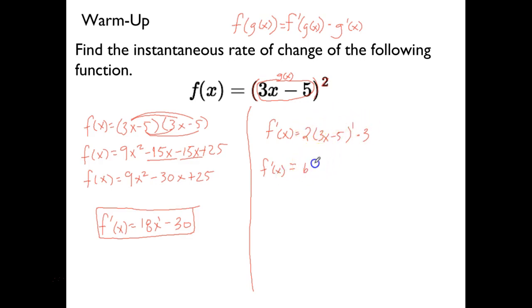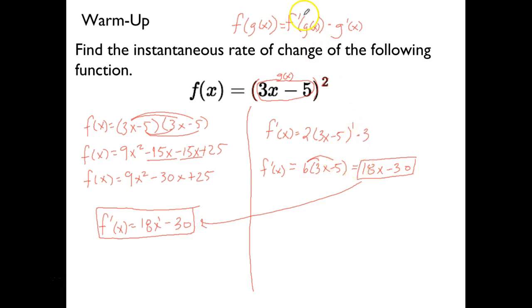So I got 6 and 3x minus 5. Notice I did not bring the exponent of 1 down, just because you don't need to write an exponent of 1. Next thing, let's distribute this 6. So we get 18x minus 30. Look at that. The exact same thing as that one. So that is the chain rule.